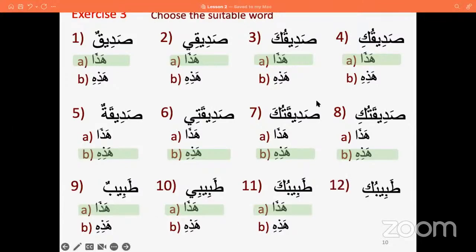So we said this one is هذا طبيبك. How about طبيبك? Is it هذا or هذه? Again, look at the first word. If it's a masculine word, we say هذا, because the هذا and هذه is an indication. So who are we pointing to? Are we pointing to a masculine? And we say هذا. If we are pointing to a feminine, we say هذه.